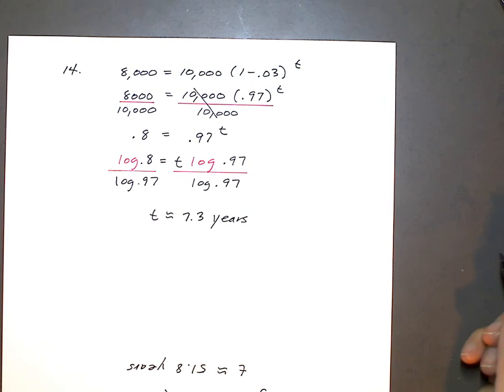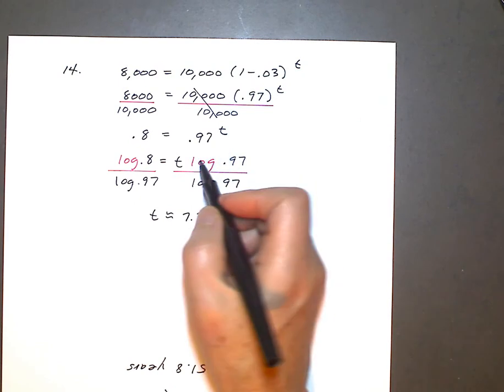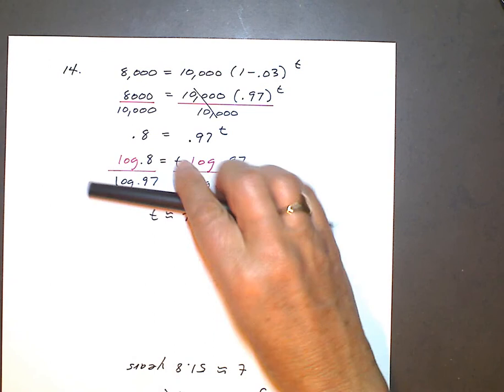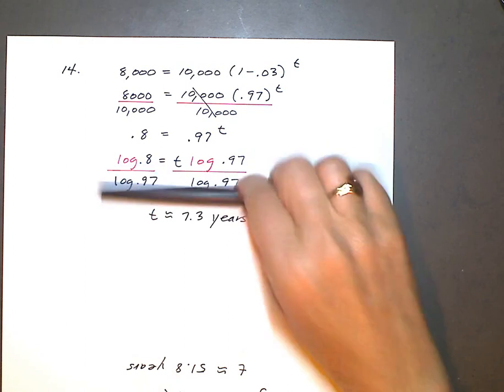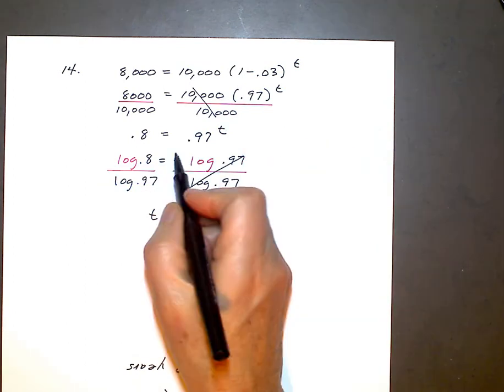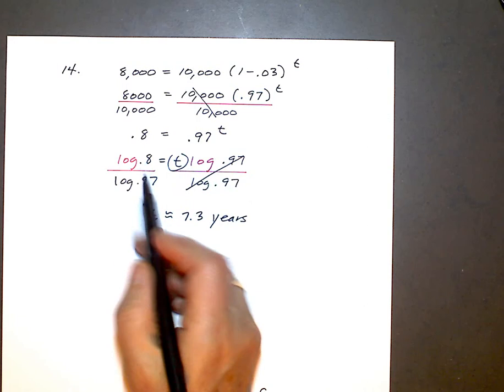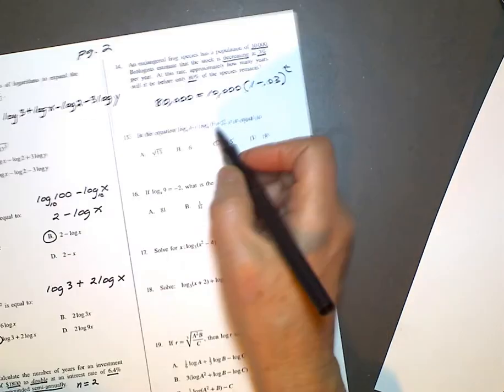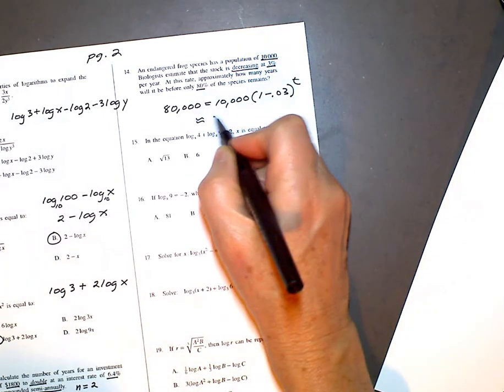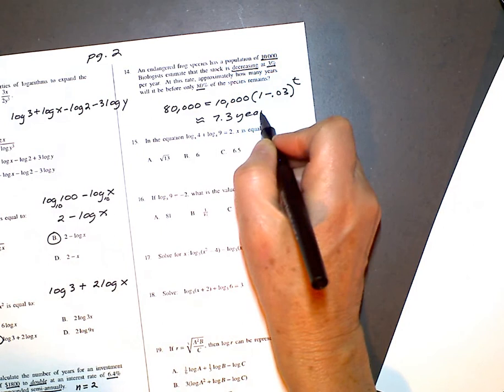So I log both sides and bring that t down. So I'm to here. And then I divide through both sides by the log of 0.97. So I've isolated this t. So t is this expression, and when I punch it in, I get about 7.3 years. Okay, now we're back to number 15, we've got an equation to solve.